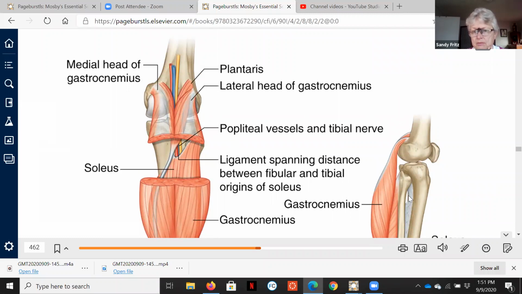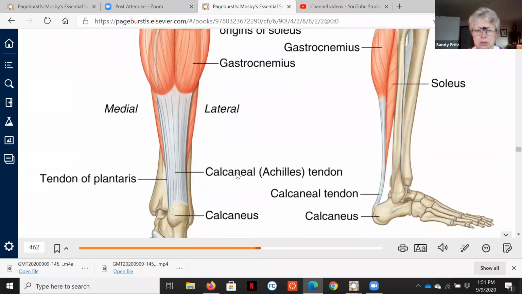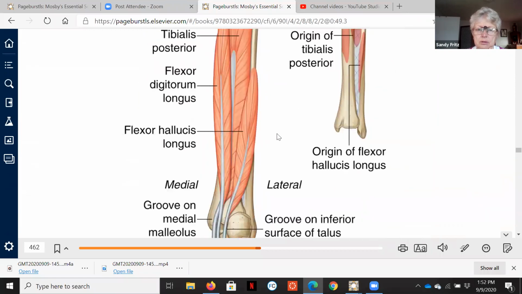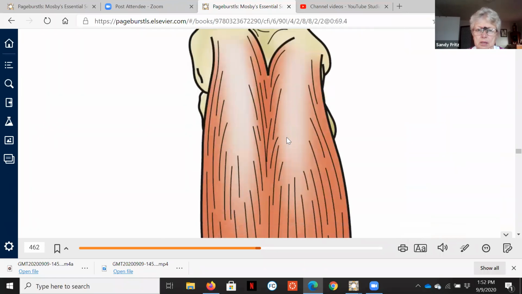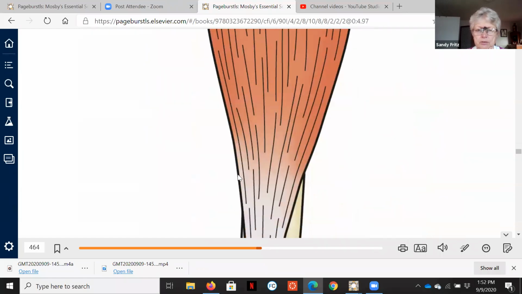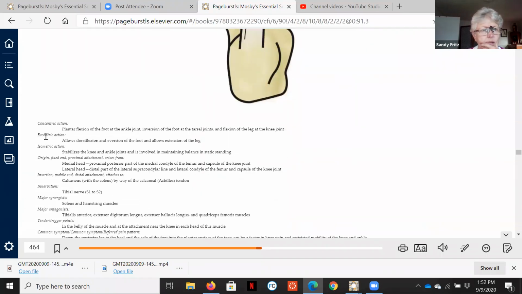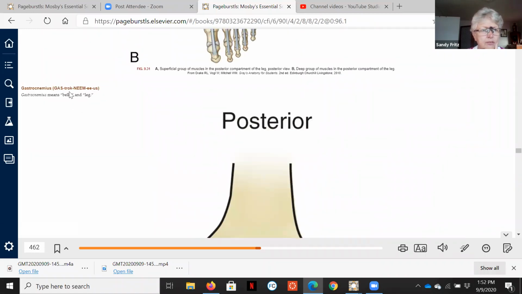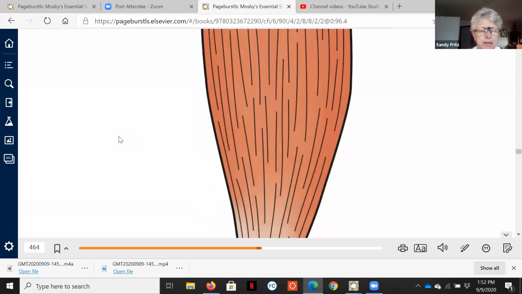So the hamstrings come down and pull the tibia up, but the gastrocnemius can also do it if it needs to. And here's the popliteus. And here are our individual pictures now. And we'll take a look at this. So this is gastrocnemius. Gastrocnemius means belly of the leg.